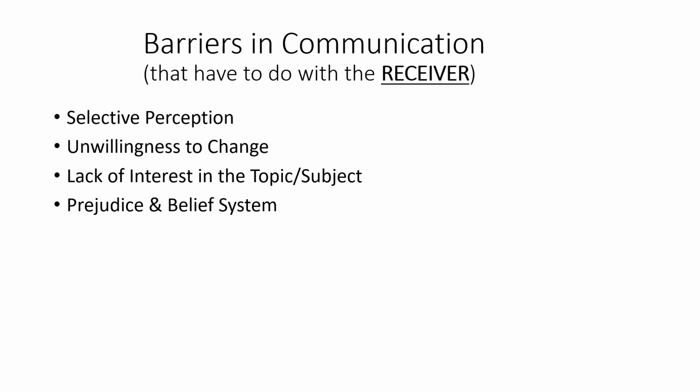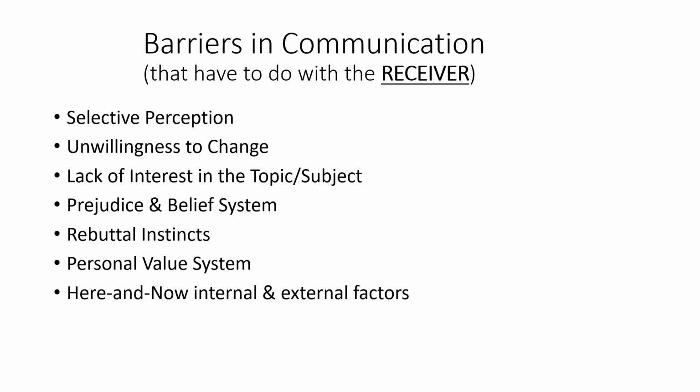You fail to transmit the message. It takes two for communication to take place. So there are also barriers with which the problem is with the receiver. Examples would be selective perception, unwillingness to change, lack of interest in the topic or subject, own prejudice and belief system, rebuttal instincts. The person you're talking to hasn't finished the sentence and you're already butting in to disagree or to put your own sense worth. Your personal value system, and the here and now internal and external factors.